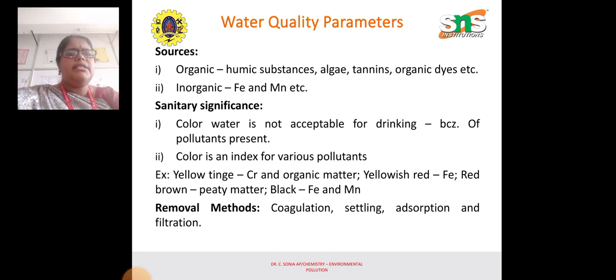So what is the sanitary significance of color? Colored water is not acceptable for drinking because of the pollutants present. Color is an index of various pollutants. For example, a yellow tinge indicates the presence of chromium and also organic matter. Yellowish red represents the presence of iron. Reddish brown, presence of peat matter. If the water is black, it represents the presence of iron and manganese. Removal methods: it is removed by coagulation, settling, adsorption and filtration.